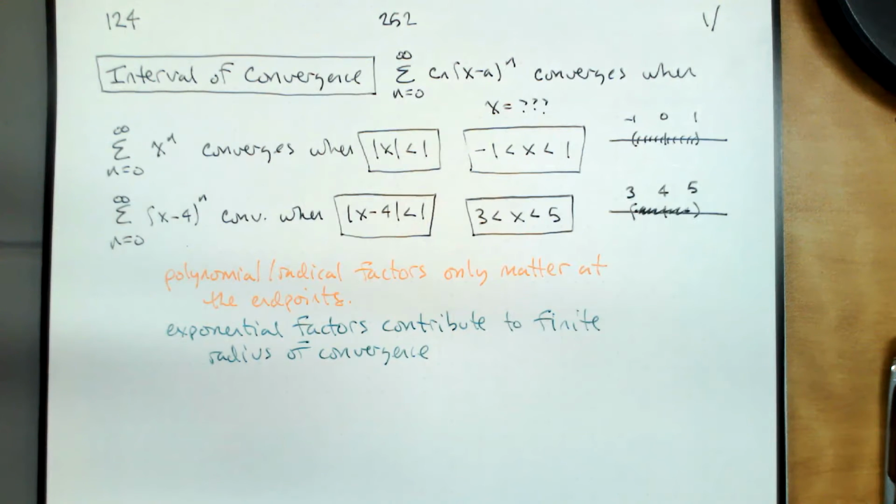Exponential factors, when you run them through the ratio test, leave behind their base. So if the limit just goes to 1 because everything else is polynomial factors, then the exponential factors are contributing to the finite radius of convergence.